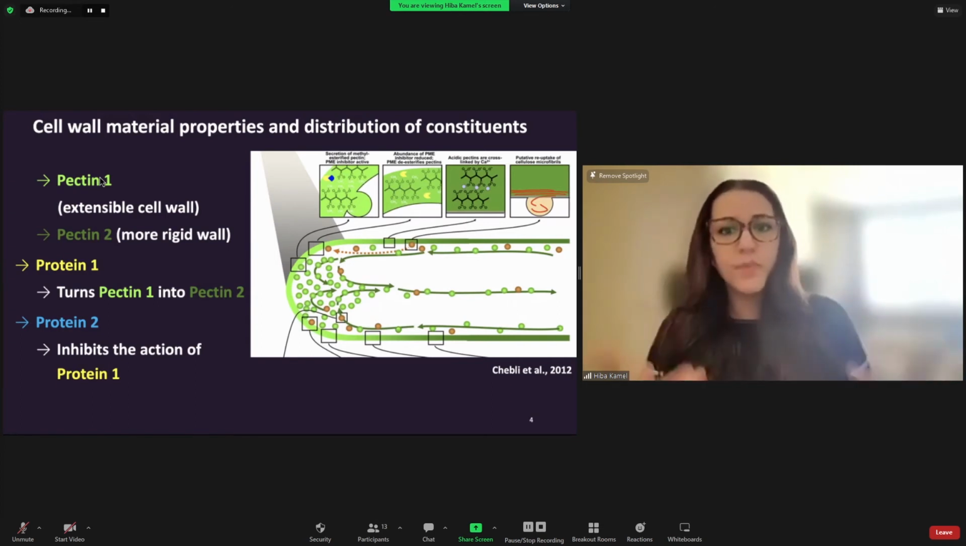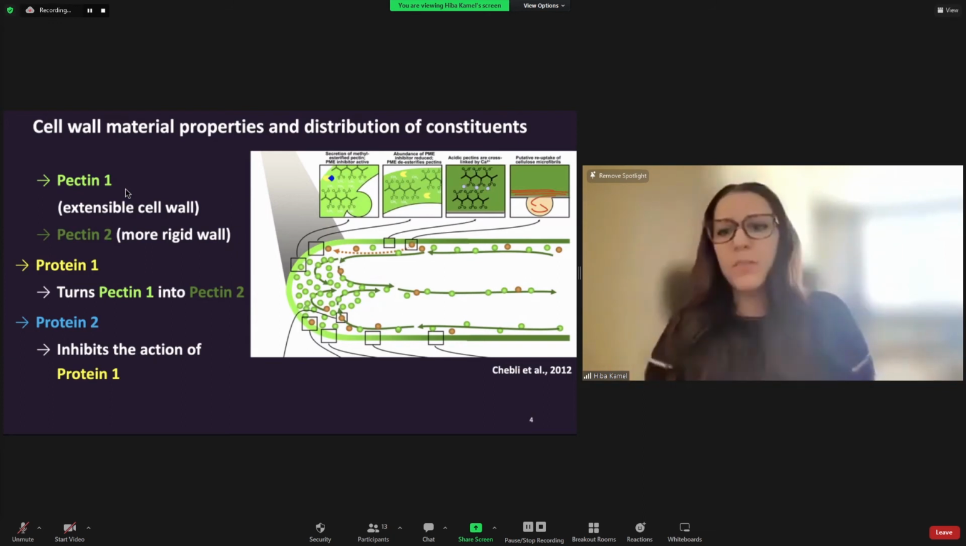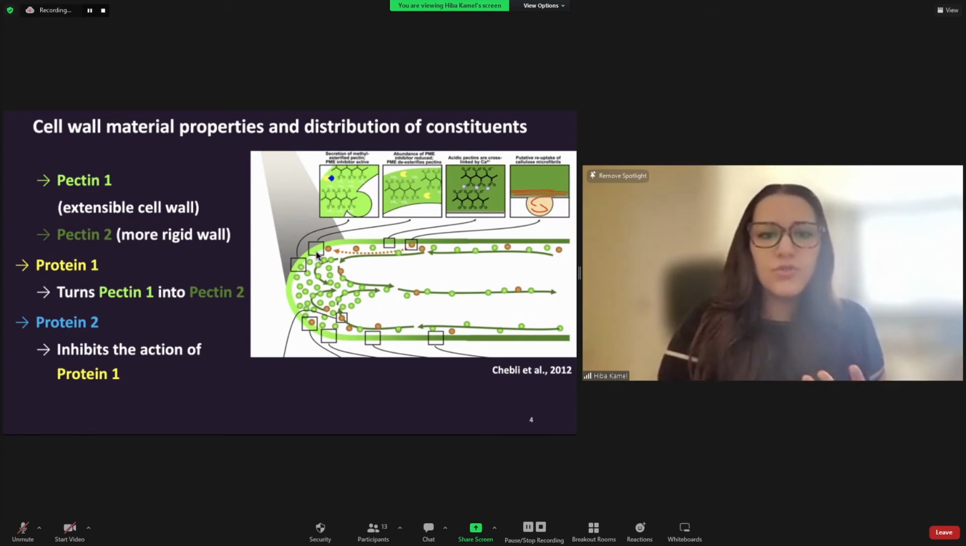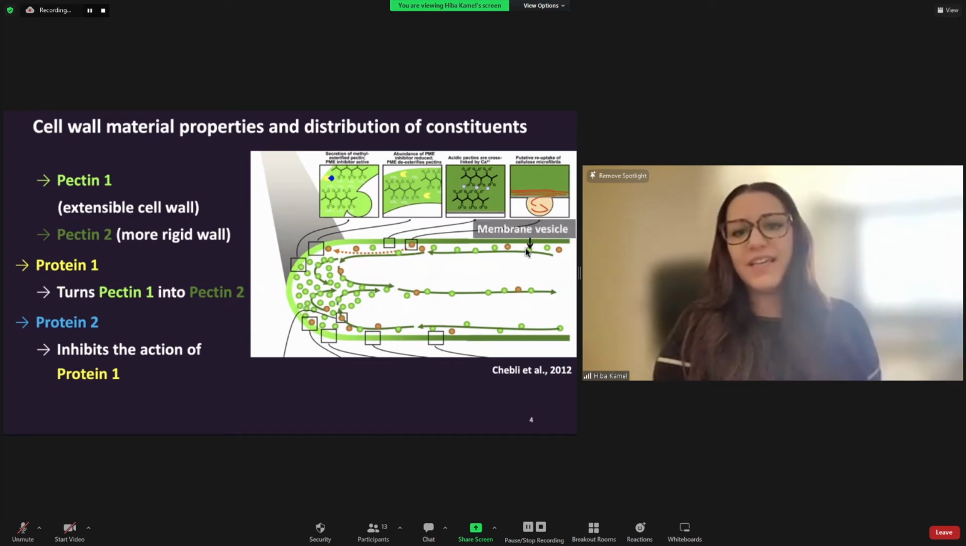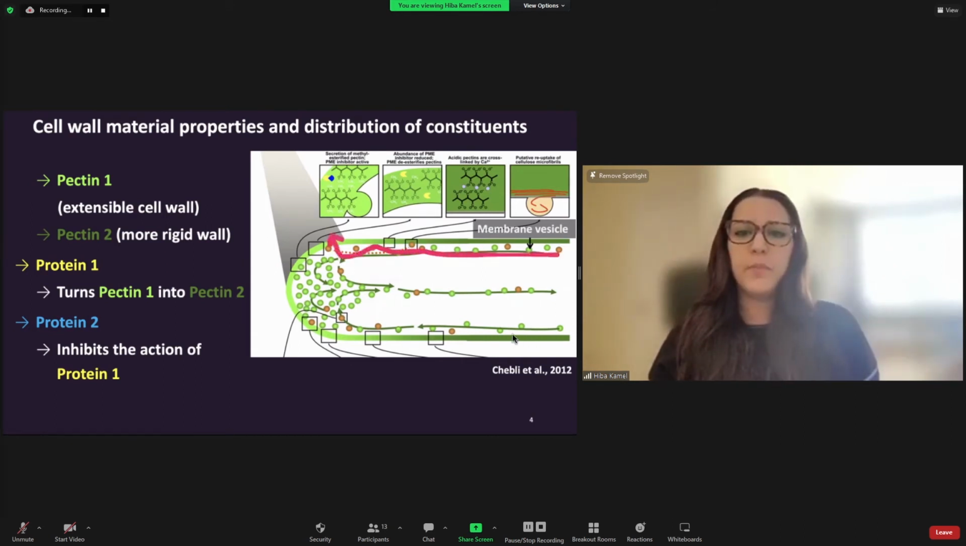The pollen tube is a cell. The pollen grain itself is a cell, and the tube is a part of it. So these components get made, and they need to be carried to the cell wall. So how do they get carried? They get carried through these membrane vesicles, depicted here in these green bubbles. So these membrane vesicles is what I essentially study. So let's take a look at a journey of a membrane vesicle.